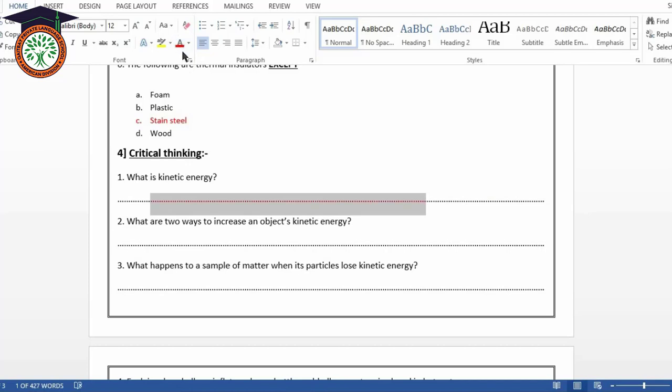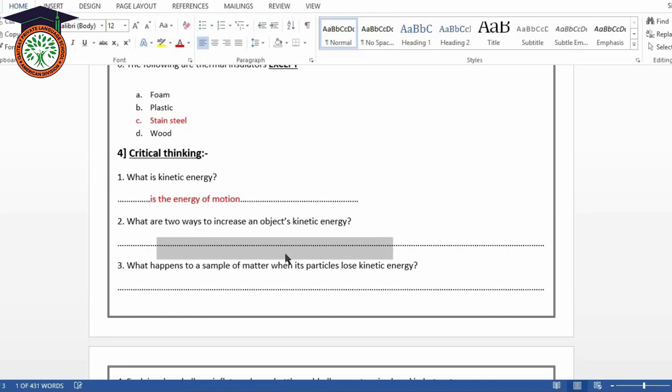Critical thinking. Okay, what is the kinetic energy? We said that the kinetic energy is the energy of, excellent, motion. It is the energy of motion. What are the 2 ways to increase an object's kinetic energy? If we want to increase it, we must increase what? The 2 factors. Do you remember? So we must increase the speed, yes, or, excellent, the mass. Super.